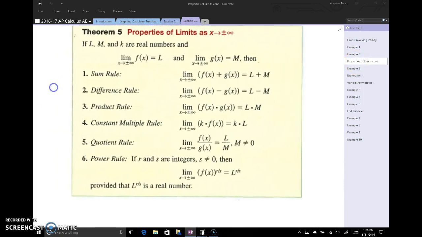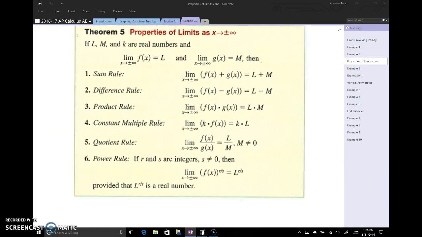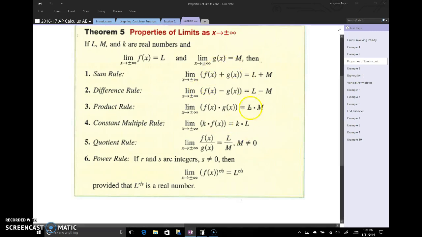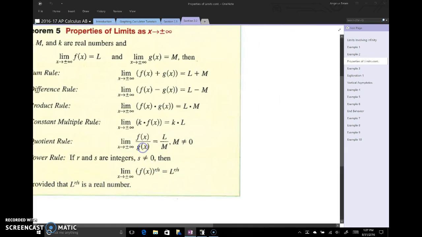Now, we've got a lot more properties here. They're basically all the same properties you looked at before, and we've got the same basic rules. Again, we can't evaluate the quotient if the bottom is 0, and the exponent here has to be a real number exponent.